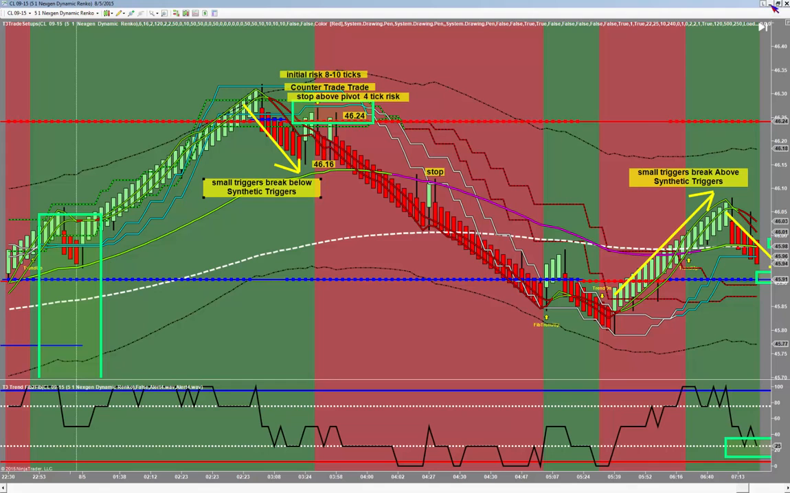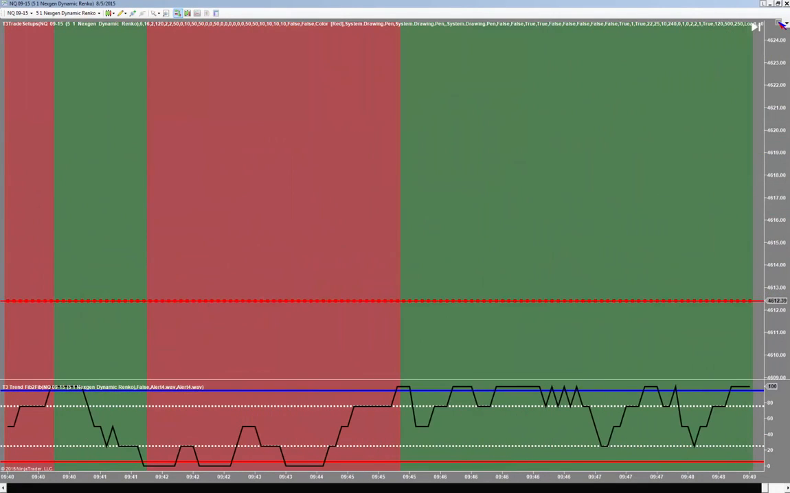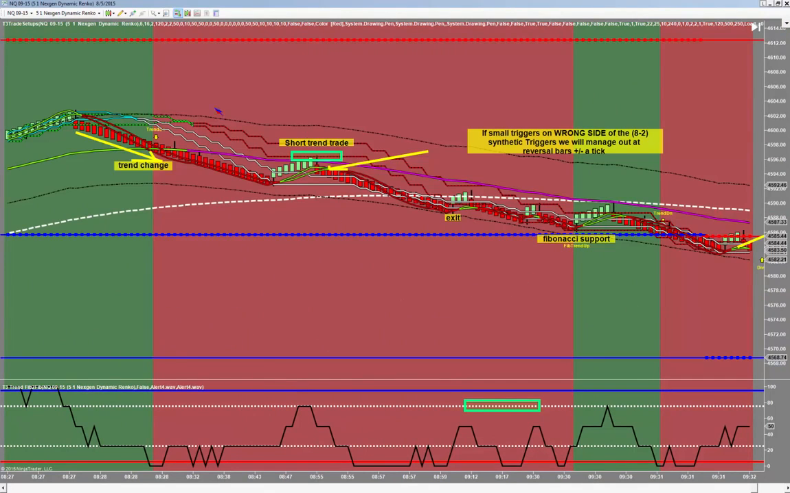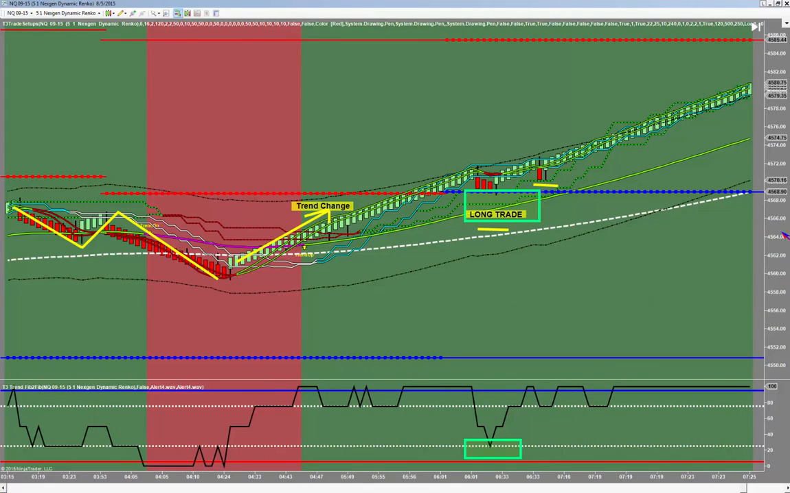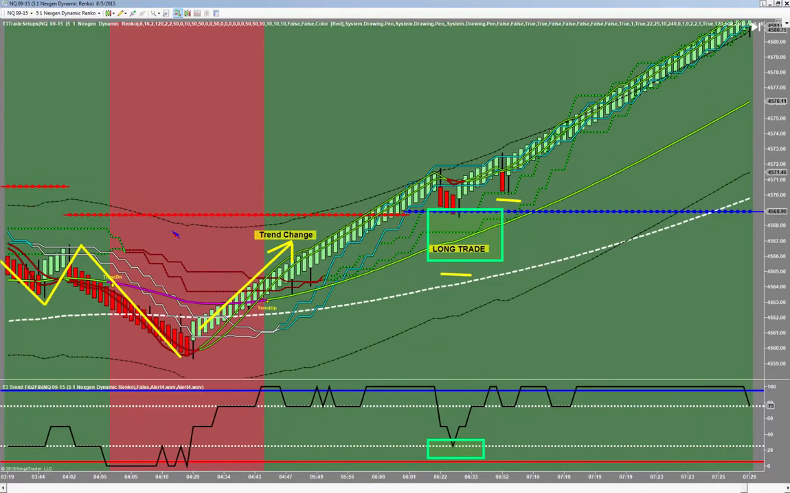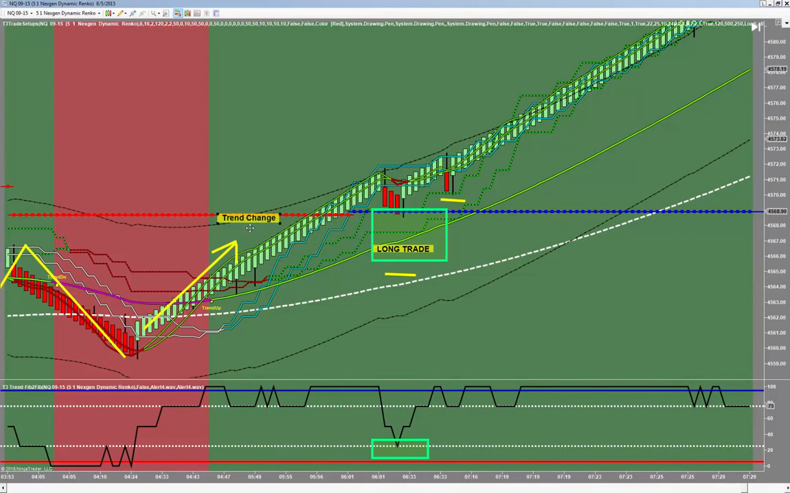All right. Going back to our NASDAQ chart for the day, since you were not in and kind of missed it. Small triggers got above our synthetic triggers, right? See that? We pulled back to support for a long trade. You see the pattern? Small triggers get above your synthetic triggers, long trade off of support.